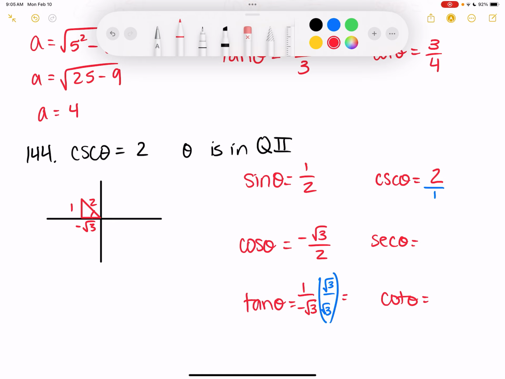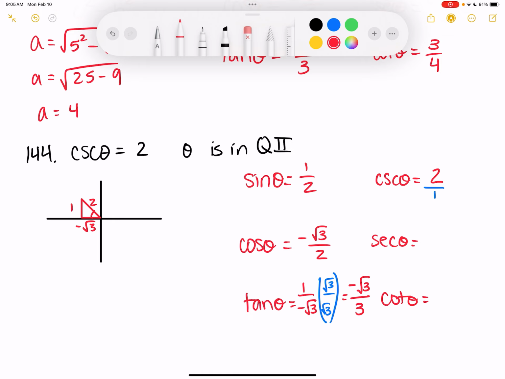And when I do that, I'm going to make sure I don't forget my negative. So negative there. On top, 1 times the square root of 3 is the square root of 3. On the bottom, the square root of 3 times the square root of 3 would be the square root of 9, which is 3. So anytime you multiply like the square root of 2 times the square root of 2, that's equal to 2. Basically the square roots just go away when you do that. So this is negative root 3 over 3.